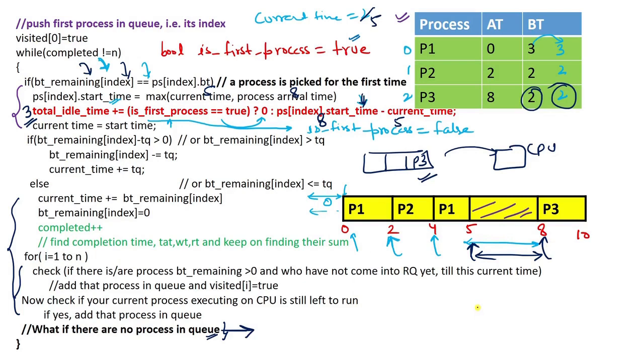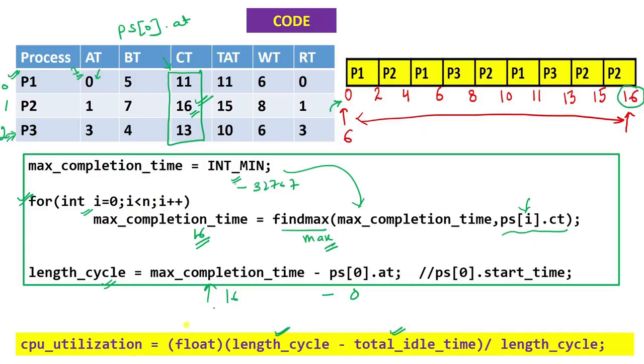So for this example, what is the length of the cycle? It is 10 minus 0, that is 10, minus the idle time, which is 8 minus 5, that we got 3 from here, divided by the total length, which is 10. So it will be 7 upon 10, that is 0.7. And if you want to compute it in percentage, we have to multiply by 100. In a similar way, you can find the CPU utilization for this example.